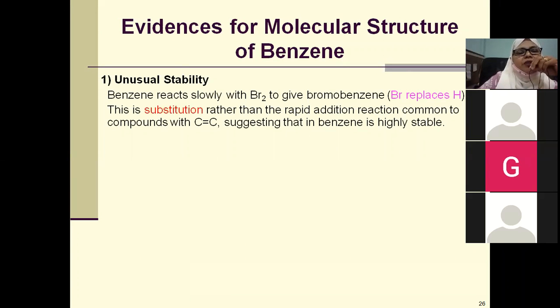Bromine replaces hydrogen. So this is basically a substitution reaction rather than an addition reaction. If it were an addition reaction, what would happen? Both bromine atoms would attach to the double bonds. But here only one bromine attaches, and one hydrogen is replaced. So that means it is not behaving like an alkene, and it is a highly stable compound.